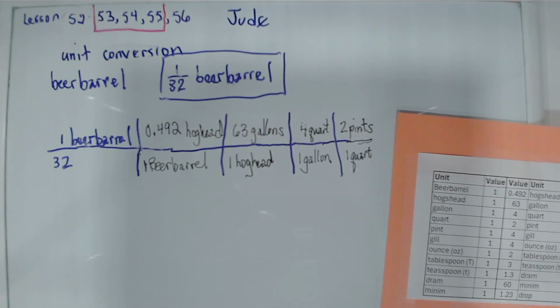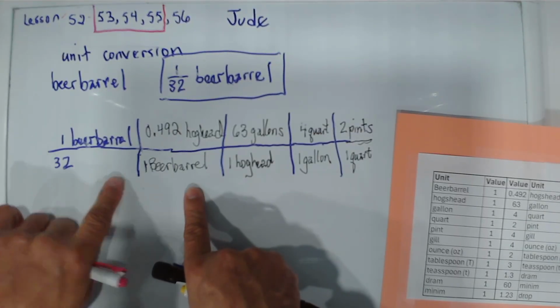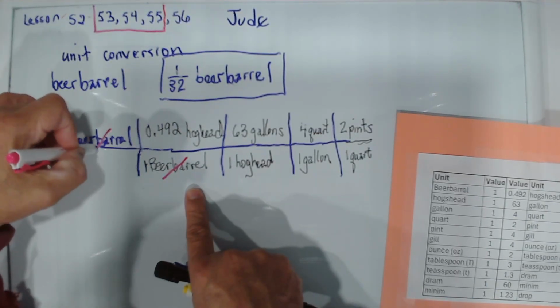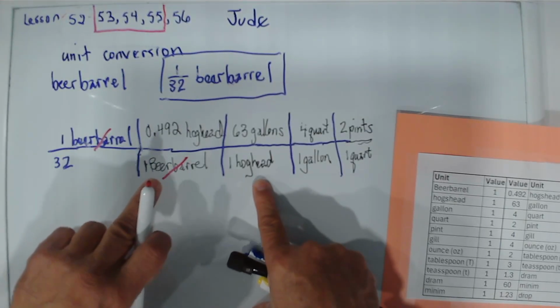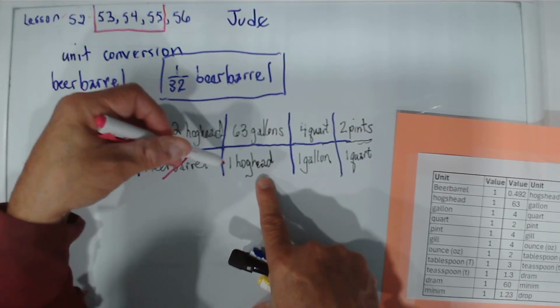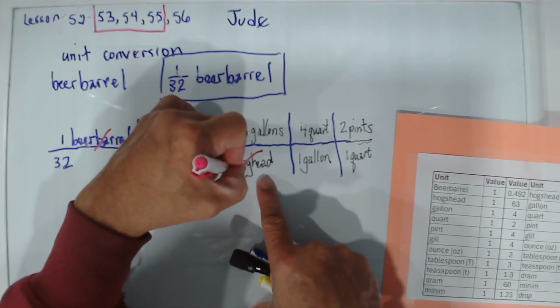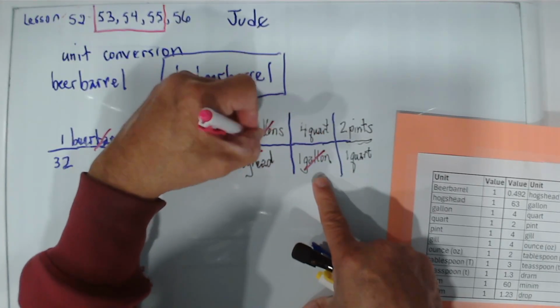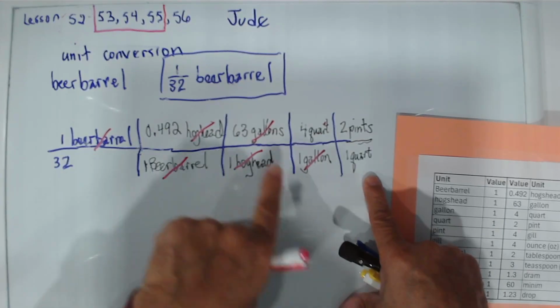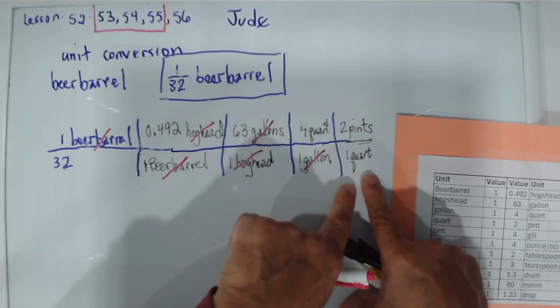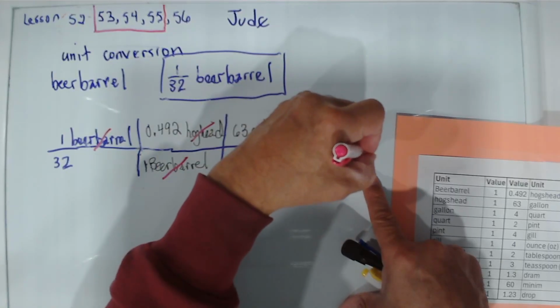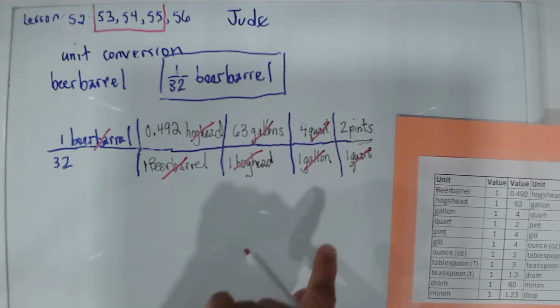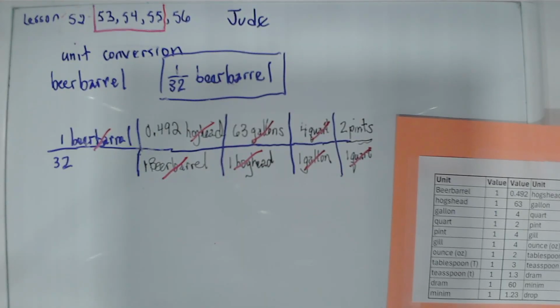Let's take a look and see if we're doing this right, because we've gone quite a while without really checking anything. So here we have beer barrel on top and on the bottom. That cancels out. We've got hogshead on top and hogshead on the bottom, that cancels out. We've got gallons on top and gallons on the bottom. So far we're doing everything good. Gallons cancel out. Quart on top, quart on the bottom, that cancels out. So far, so good. So now we have the units in pints.